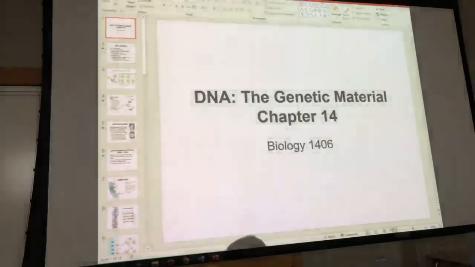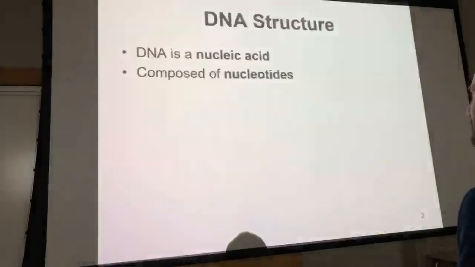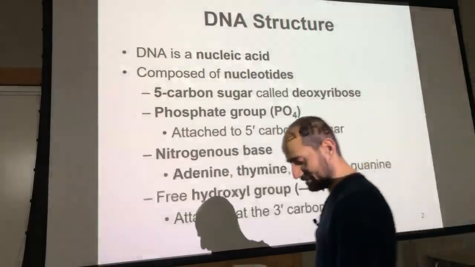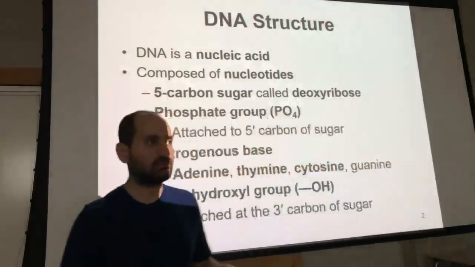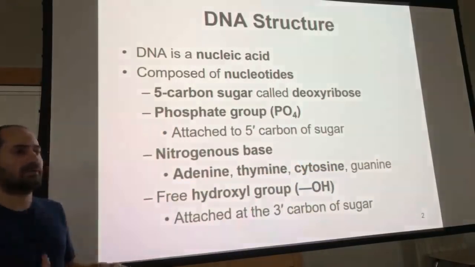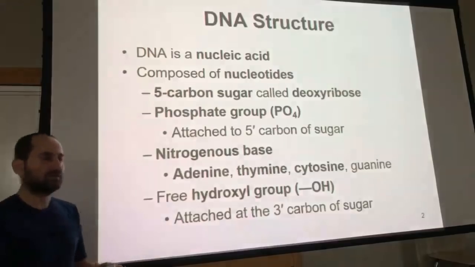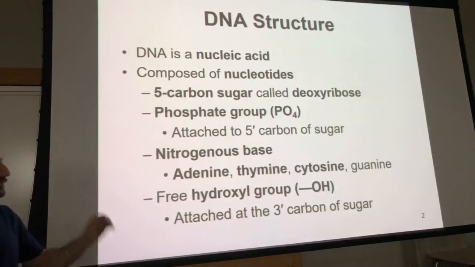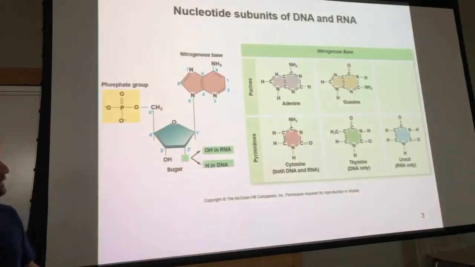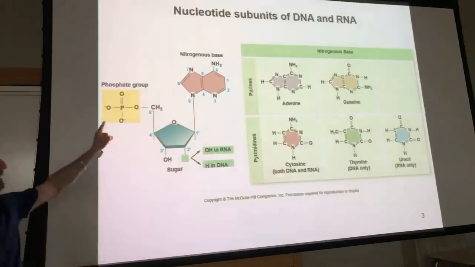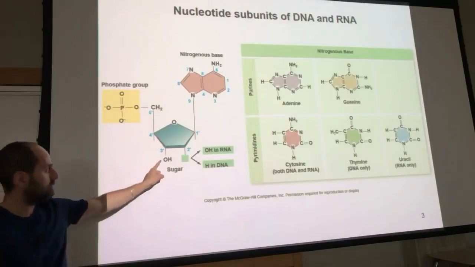All right, what do we need to know about 14? A lot of the beginning of this is review, so I'm not going to spend a ton of time on it. Just remind yourself, what are nucleotides? Remember, they have a phosphate group, a nitrogenous base, a 5-carbon sugar called deoxyribose for DNA. On the 5' you have a phosphate group. On the 3' you have a hydroxyl.